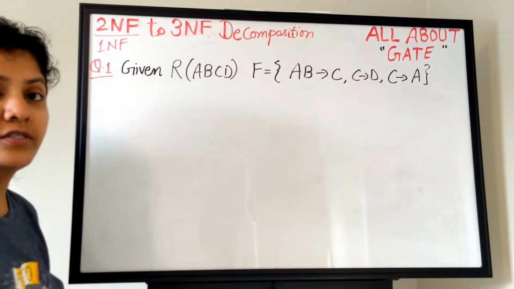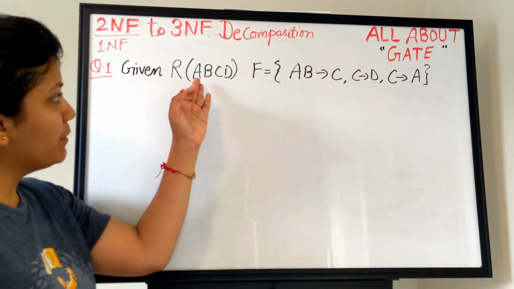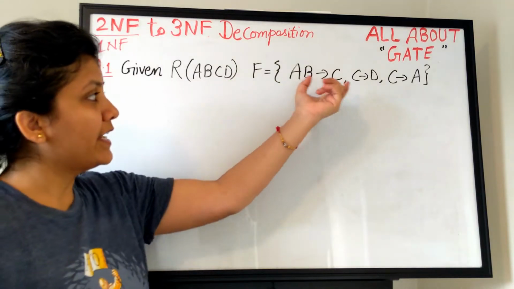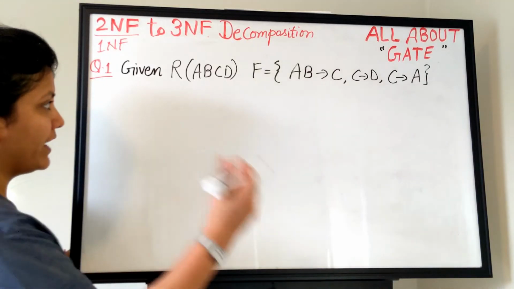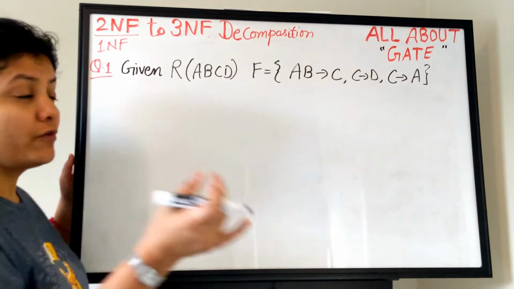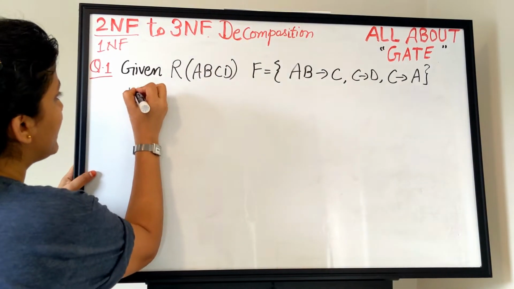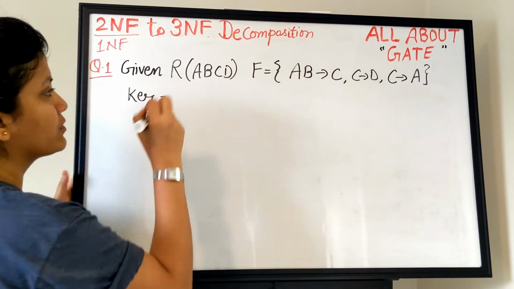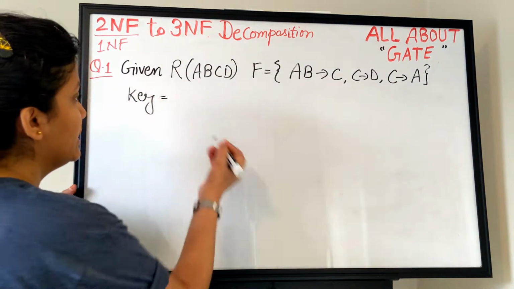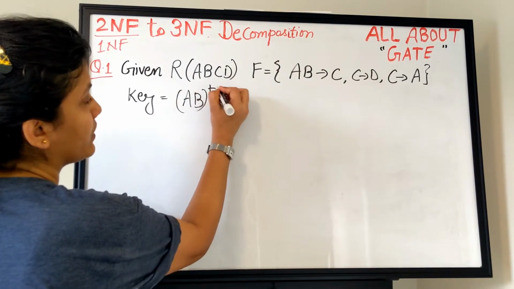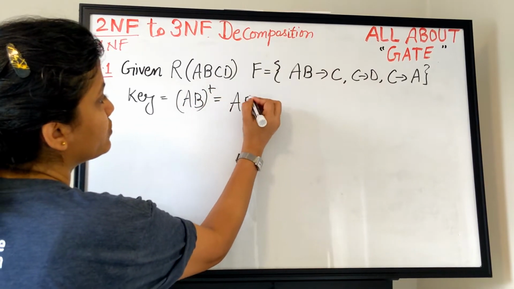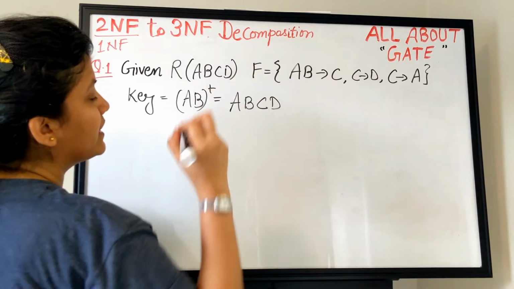We have another question. Relation R(A, B, C, D), functional dependency set: AB to C, C to D, and C to A. First of all, find out the respective normal form for this relation R. For that, we first have to find out the key of the given relation. So let's do that. AB plus, what does AB give you? AB gives you A, B, C, and C gives me D.